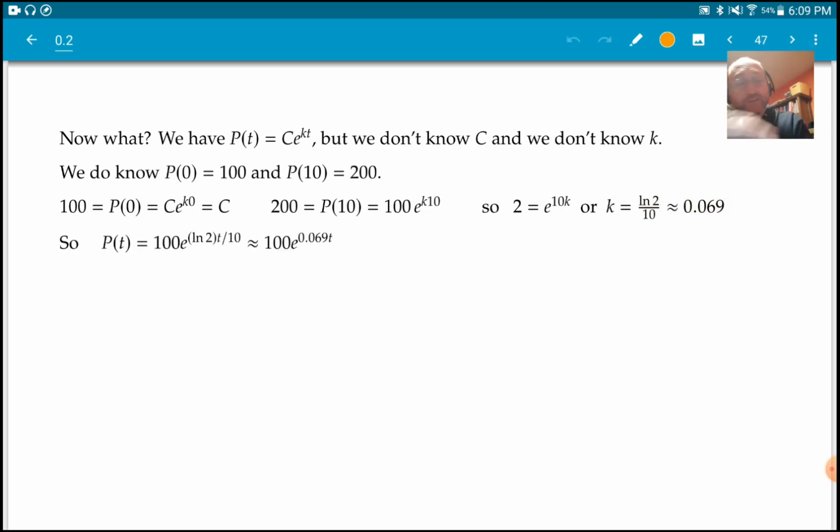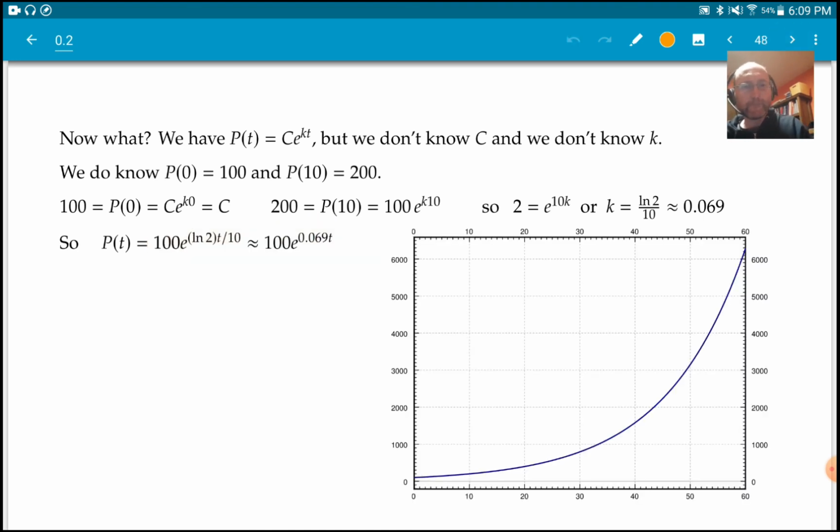So our solution, the population at time t, is this, approximately this. Okay, so here is a model of it, and it's called the exponential growth model because, well, it looks exponential. So it is an exponential. Here, it sort of doubles every fixed amount of time.